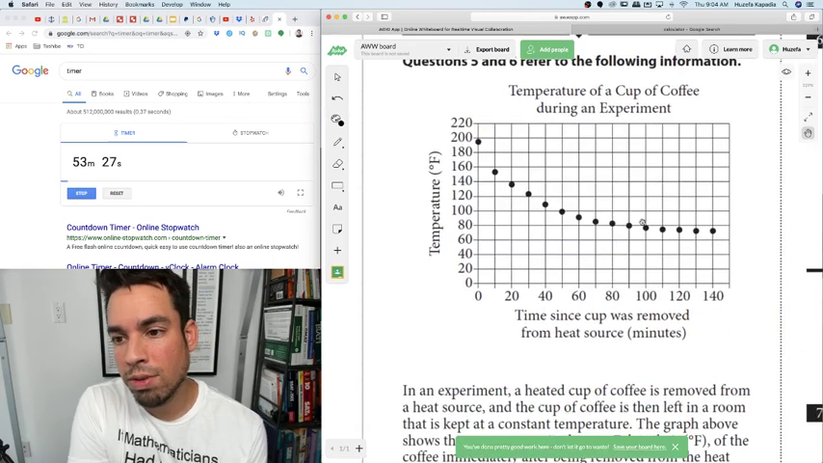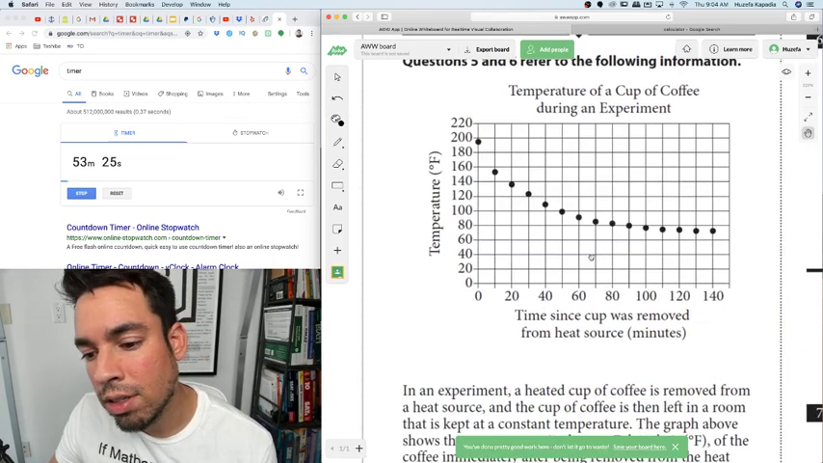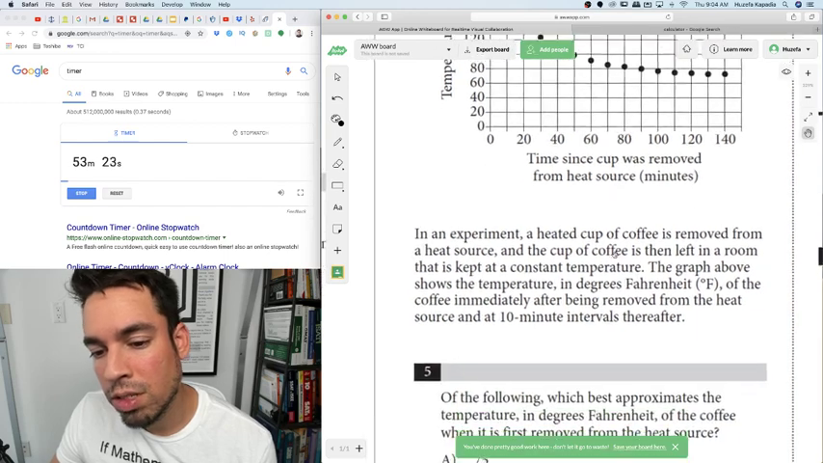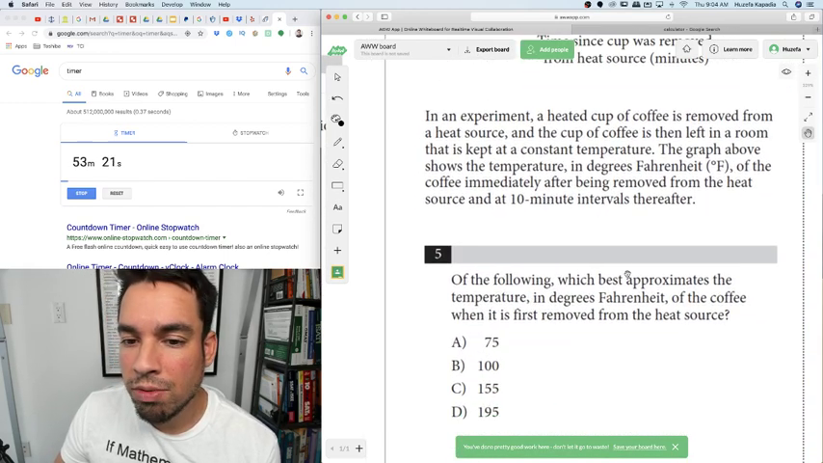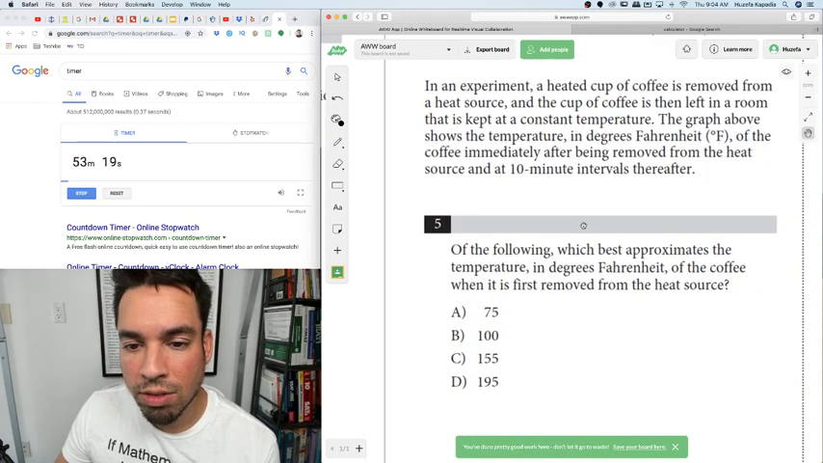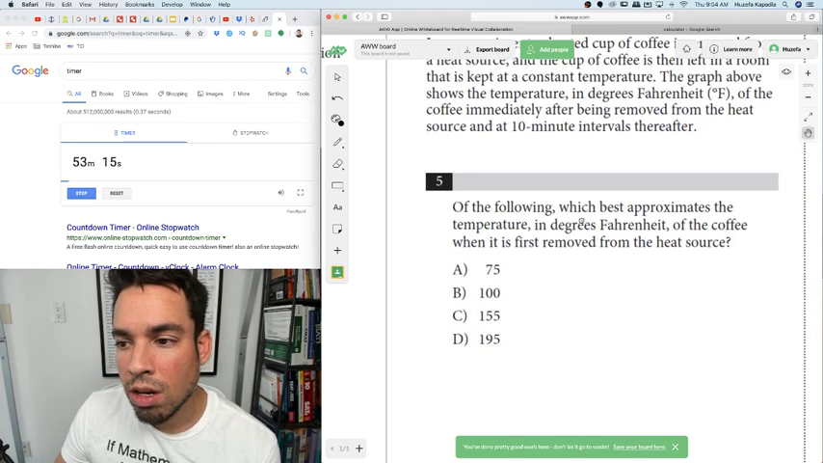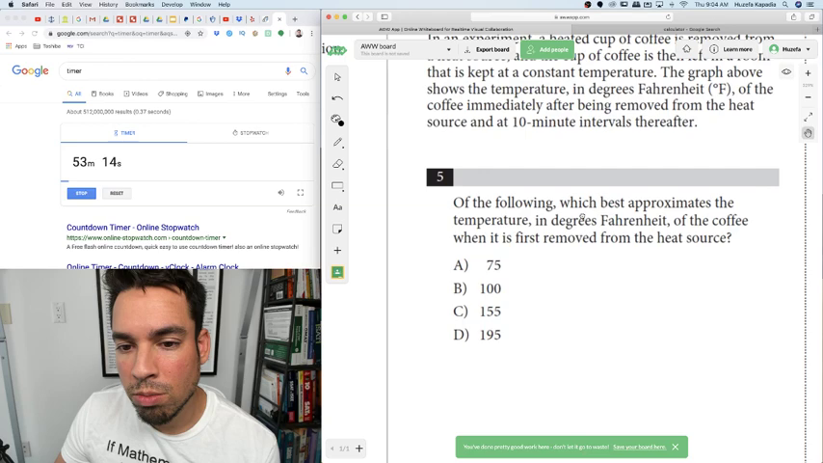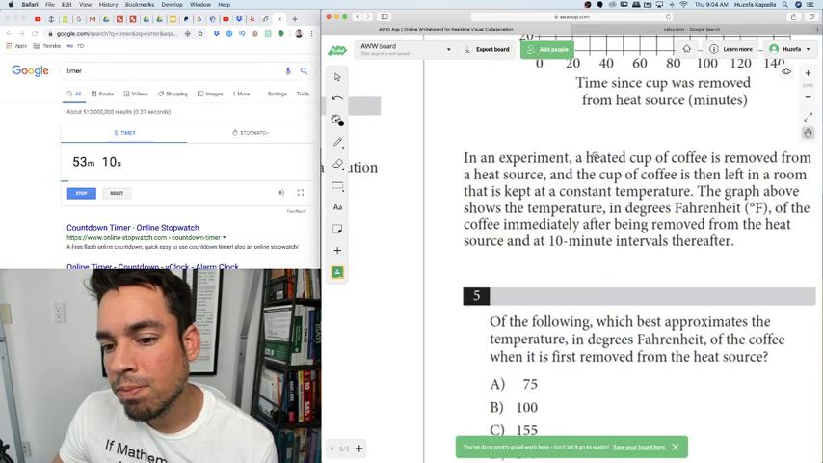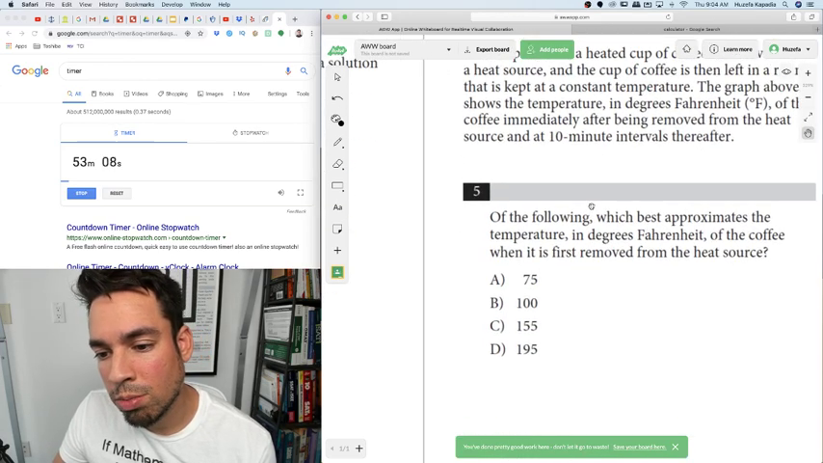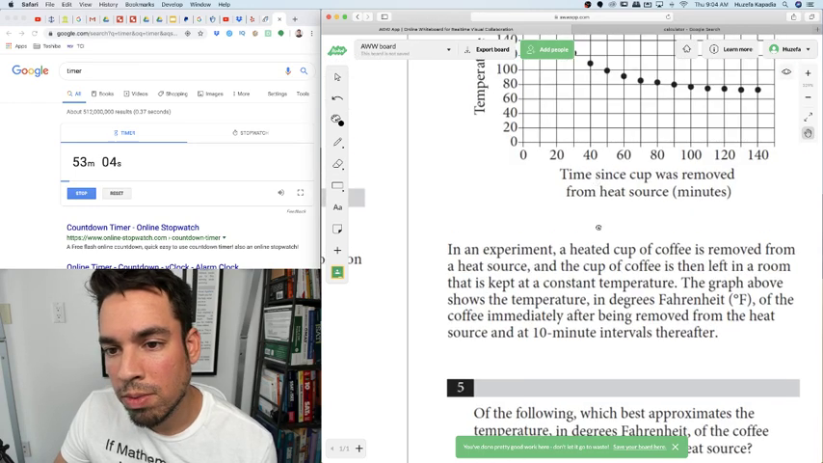Questions 5 and 6 refer to the following information. Temperature of a cup of coffee, time since cup was removed from heat source. In an experiment, a heated cup of coffee is removed from a heat source, and the cup of coffee is then left in a room that is kept at a constant temperature. The graph above shows the temperature in degrees after being removed and at 10-minute intervals. So the temperature is dropping. Which of the following best approximates the temperature in degrees for the coffee when it is first removed from the heat source?